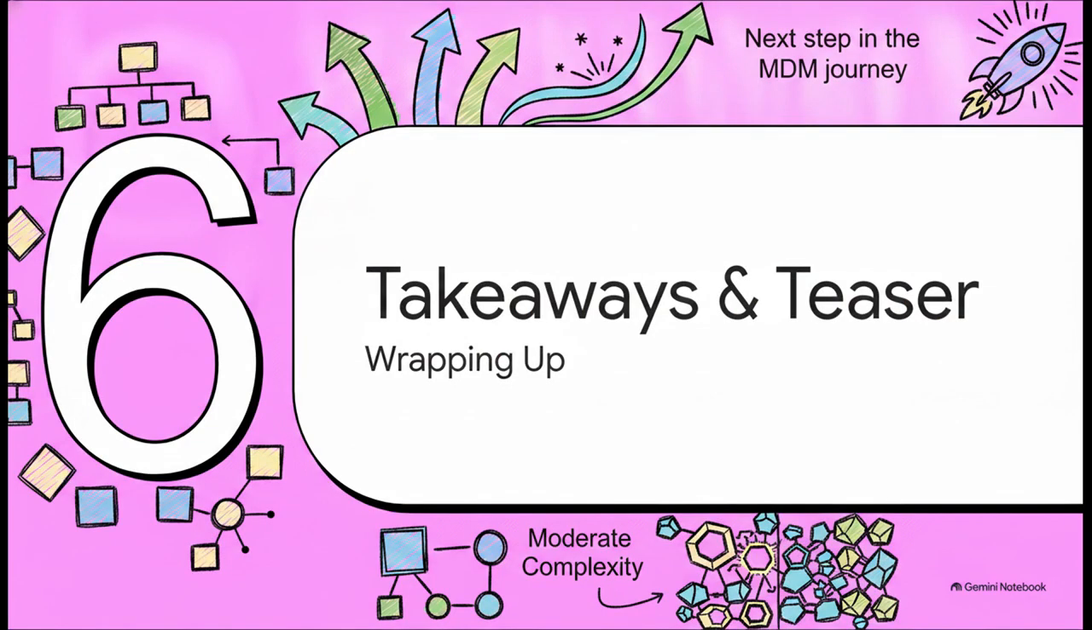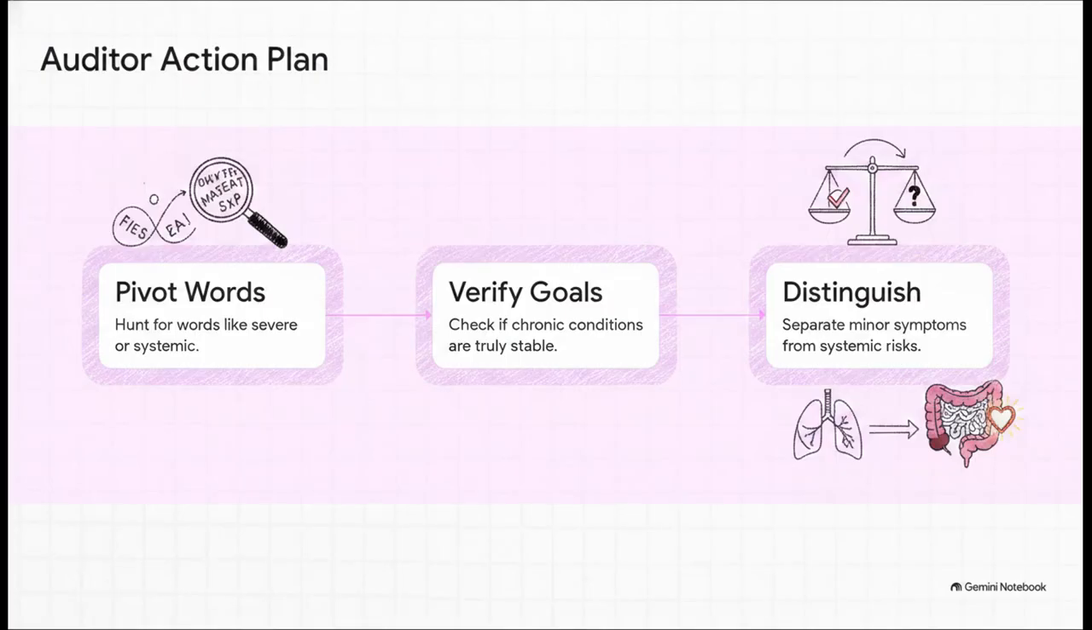Section 6. Takeaways and teaser. Let's wrap this up. We have covered an immense amount of highly technical ground in this explainer. So here is your auditor's action plan that you can immediately take back to your daily chart reviews. Step 1. Always hunt for those specific pivot words in the documentation. Words like severe, systemic, or threat to life. Step 2. Verify the provider's actual treatment goals to figure out if a chronic condition is genuinely stable. Remember, asymptomatic does not automatically mean stable.